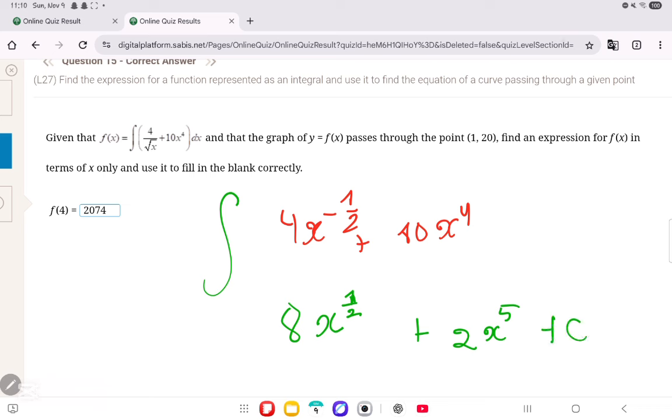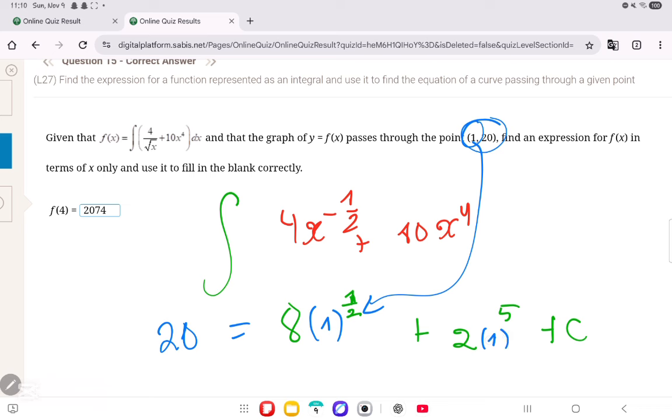They want us now to find the value of c. How do we find the value of c? I have my point (1, 20). So when my x is 1, my y is 20. So 20 is equal to 8 times 1 to the power of half plus 2 times 1 to the power of 5 plus c, right? So 20 minus 8 times 1 to the power of half minus 2 times 1 to the power of 5. This is going to give me my answer of c to be 10.